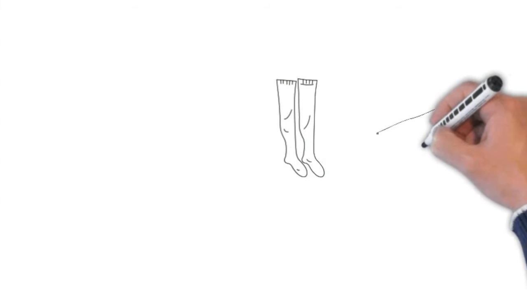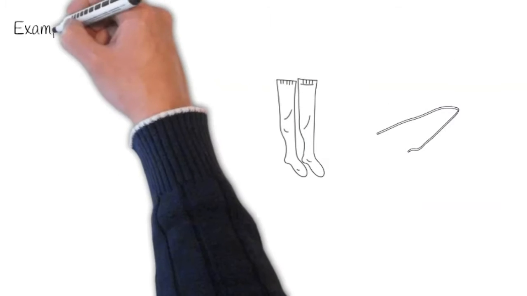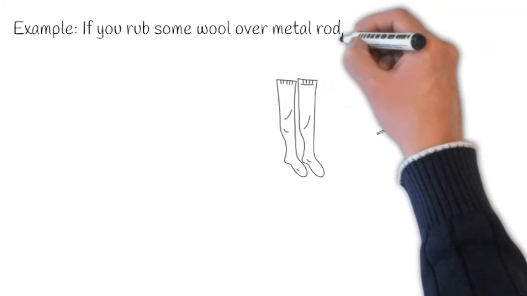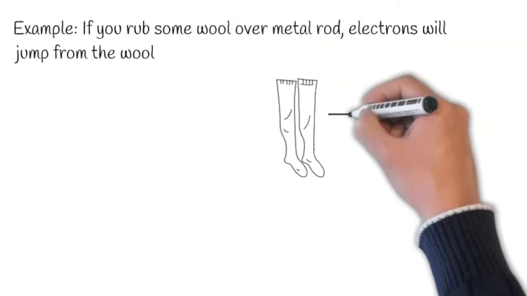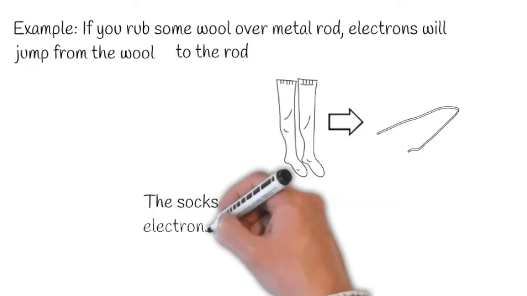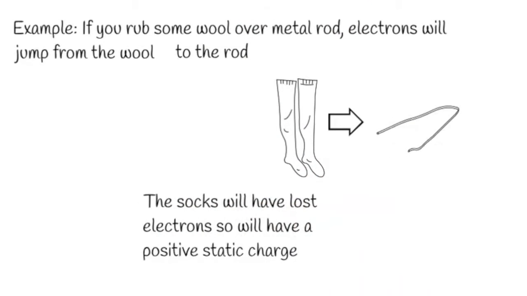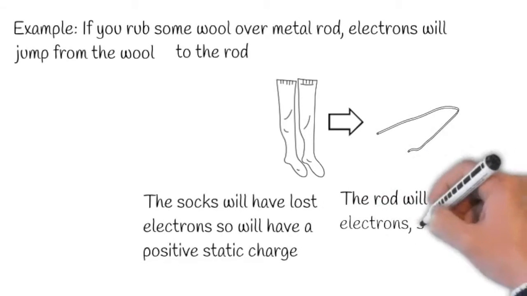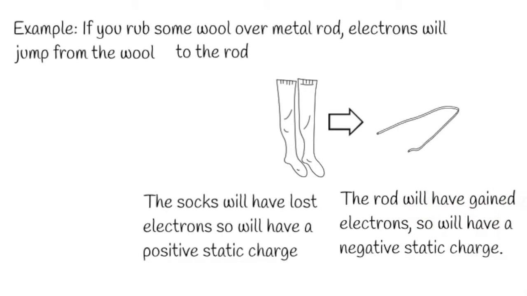So here we have some wool and here we have a metal rod. So if you rub some wool over the metal rod, electrons will jump from the wool to the rod. The wool will have lost electrons, so we'll have a positive static charge. And the rod will have gained electrons, so we'll have a negative static charge.